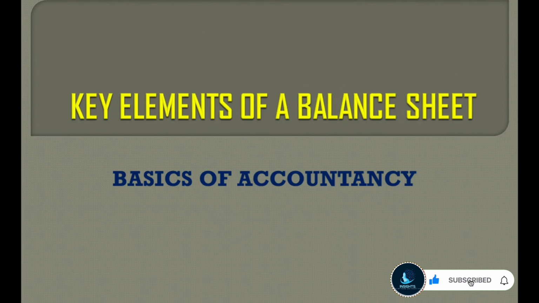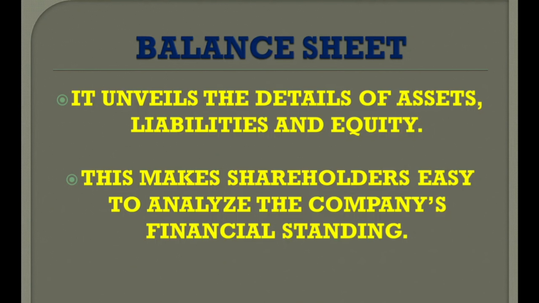Today we are here with a wonderful topic regarding key elements of a balance sheet. Firstly, we will be understanding what a balance sheet basically is, and it is all related to the basics of accountancy. It adheres to the fundamental accounting equation. The accounting equation is assets equals liabilities plus equity. Equity is nothing but net worth.